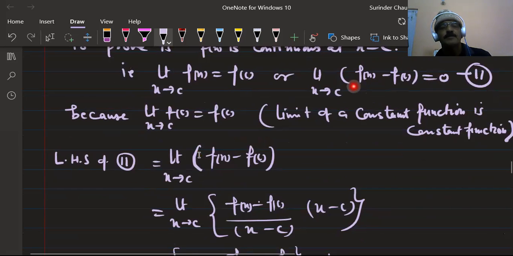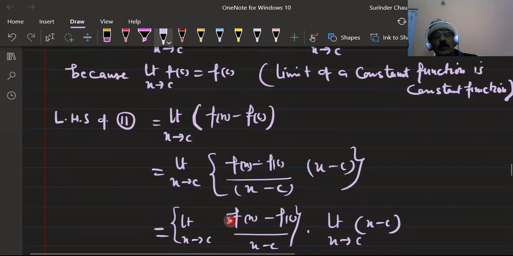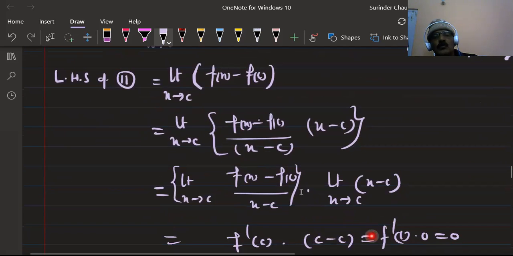Taking the left hand side, the limit as x goes to c of f(x) minus f(c), multiplied by (x minus c) upon (x minus c), we convert into a derivative. The limit of a product is the product of the limits. So this becomes the limit as x goes to c of (f(x) minus f(c)) upon (x minus c), which becomes f'(c), and the limit of (x minus c) as x goes to c is c minus c, equal to 0.